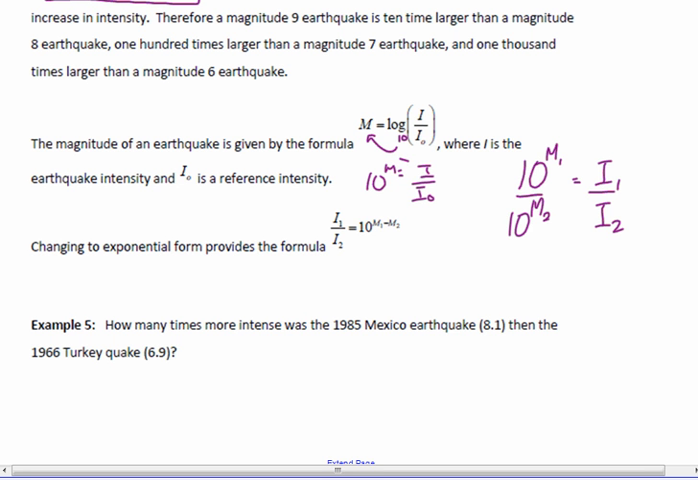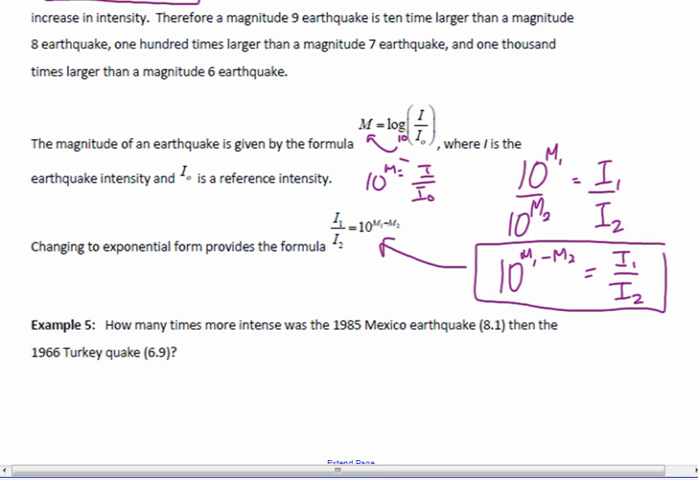When you have the same base, what can we do with our exponents? Subtract them. And so this is where we get M1 minus M2, so these are the magnitudes on the Richter scale, is equal to how many times more intense one is of the other. Okay, so that's where this formula comes from. It's derived from the logarithmic equation.